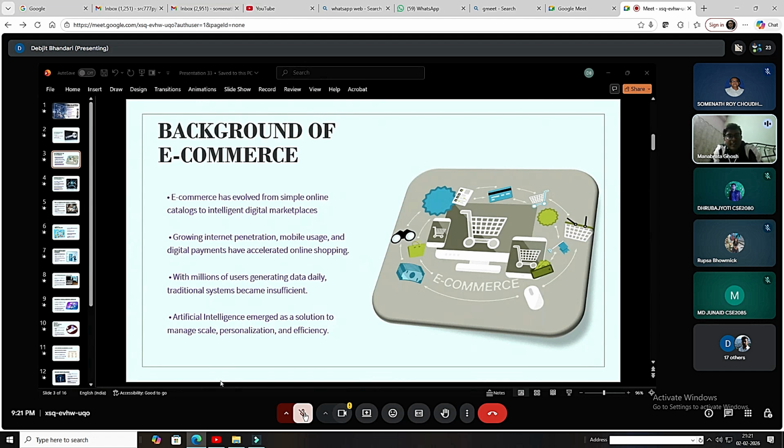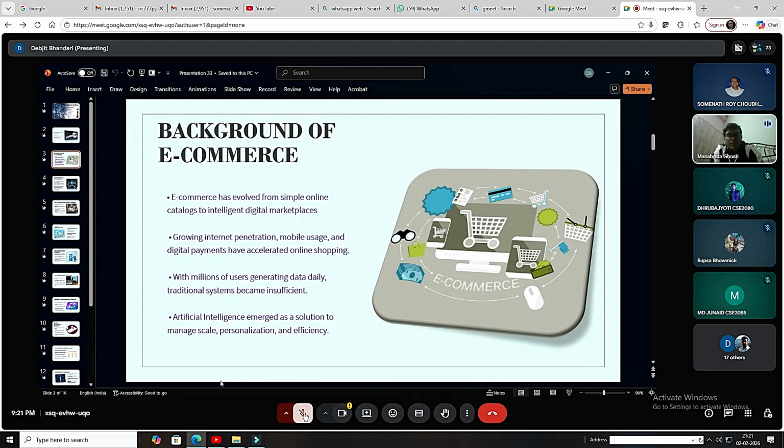Over the years, advancements in mobile technology, secure online payments, and digital marketing have strengthened it further. Today, it plays a vital role in global trade by offering convenience, wider market access, reduced operational costs, seamless consumer interactions, etc. Next slide.